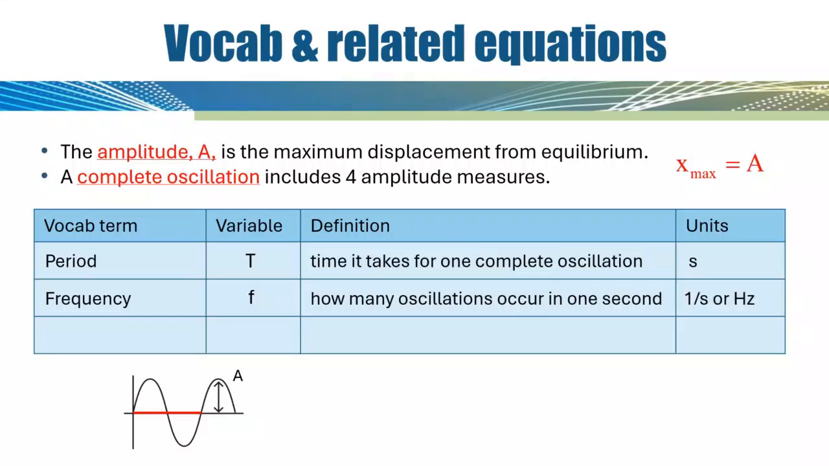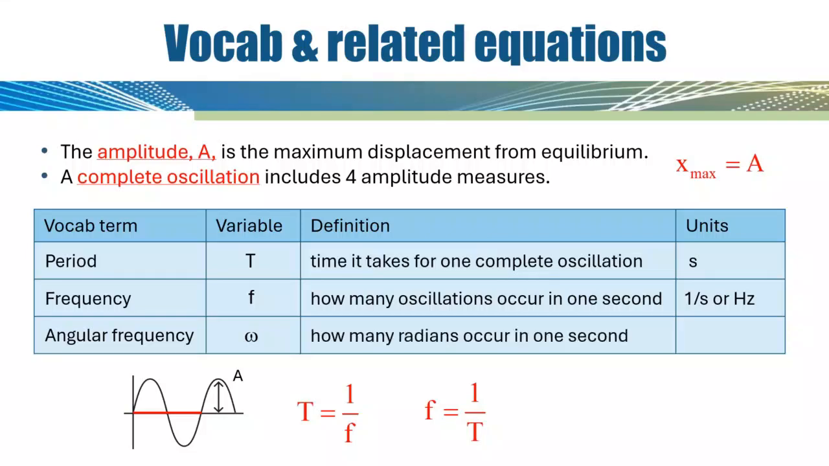So the unit of frequency is 1 over seconds, or in honor of Heinrich Hertz, called a Hertz, which is abbreviated as Hz. And because they are reciprocals, the equation for period is 1 over f, and the equation for frequency is 1 over T. Angular frequency, omega, is similar to frequency. While frequency is how many oscillations occur in 1 second, angular frequency is how many oscillations in radians occur in 1 second. So the units are radians per second, and since a radian is not a real unit, a radian per second is also equal to a hertz.